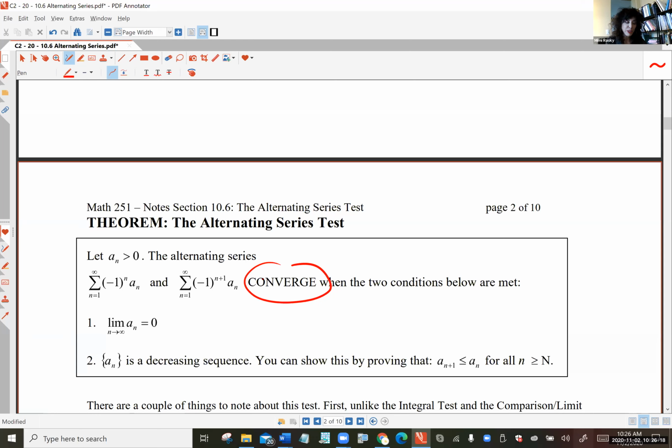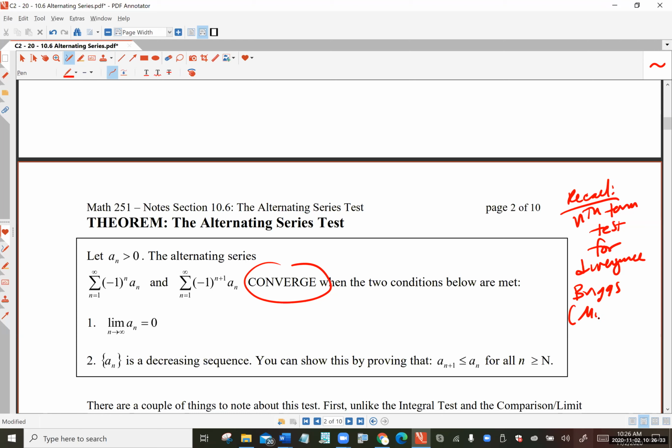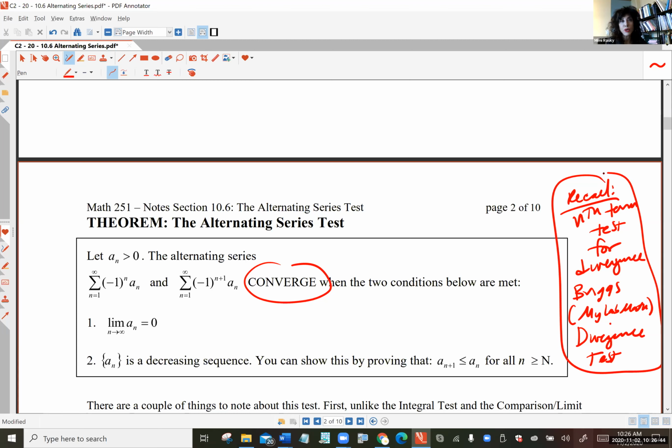Just to recall a little something back, do you remember the nth term test for divergence? Which Briggs likes to call what? What does Briggs or MyMathLab call it? Divergence test. Yeah, they call it just the divergence test, which is fine, but I like to call it the nth term test. Do you remember that this test is a little bit limited and that you can only use it to conclude what? Convergence or divergence? Divergence. Yeah, you only use it to conclude divergence. You're not allowed to say something converges with the nth term test.